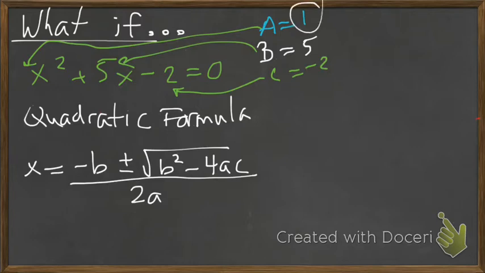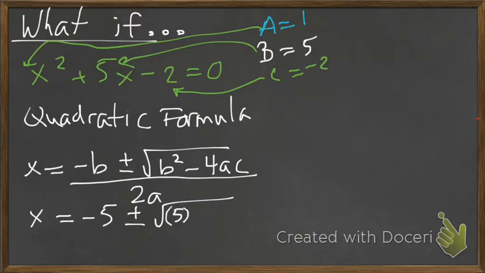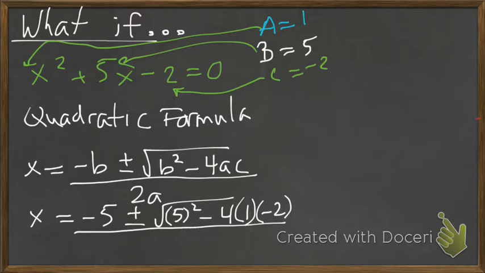So I have a, I have b, I have c. I know my three values. All I have to do is sub them in. x is equal to negative b. b is positive 5, but becomes negative here. Plus or minus root of b squared, so it's 5 squared, minus 4 multiplied by 1 multiplied by negative 2. All of this is over 2 multiplied by 1, because my a is 1. All right. So far all I've done is sub these values in.